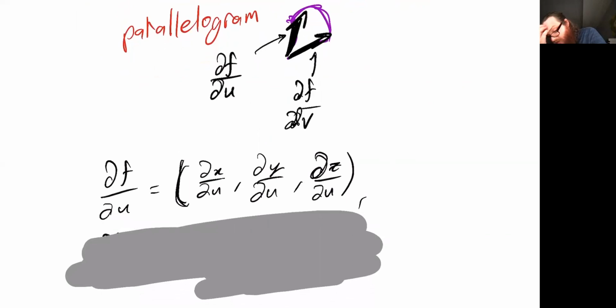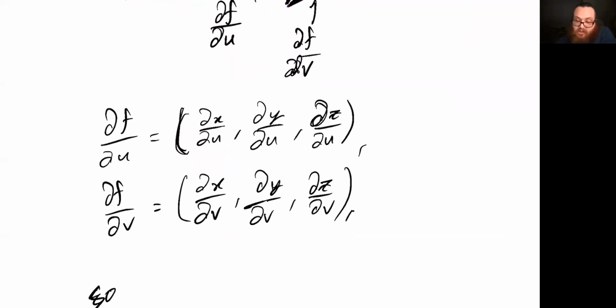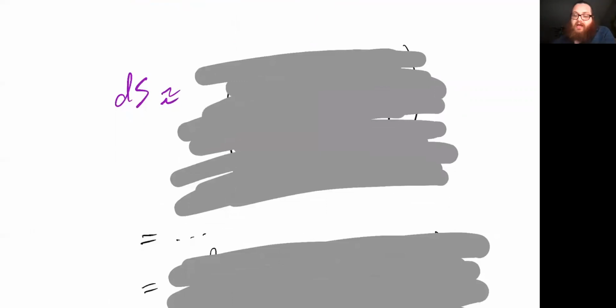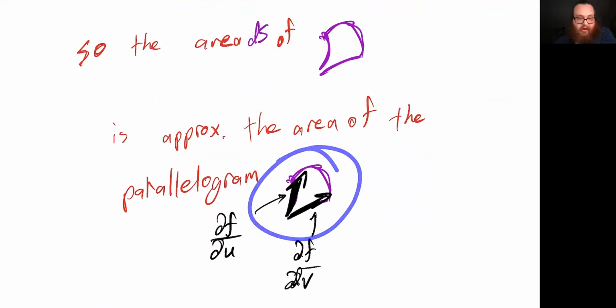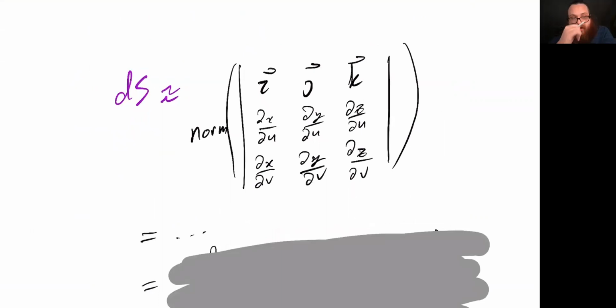What are these partial derivatives? How is f changing with respect to u? Well, let's look at how each of the coordinates is changing with respect to u. Likewise, how is f changing with respect to v? Let's look at how each of the coordinates changes with respect to v. So in the end, we're going to get something like this. So this surface element dS is going to be approximately the area of this parallelogram, which we can compute via this determinant.